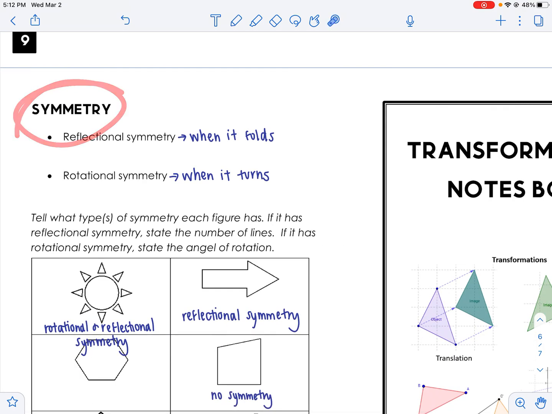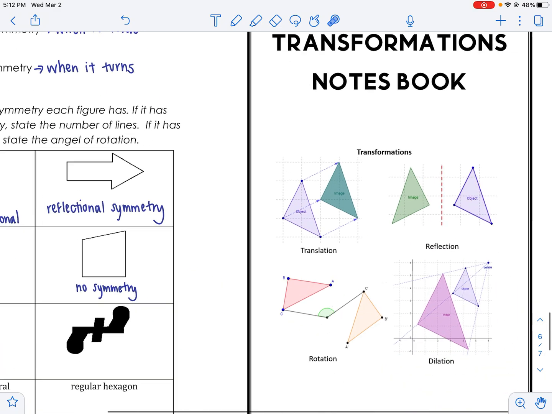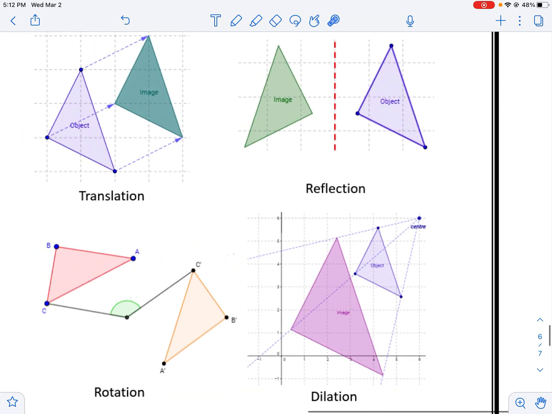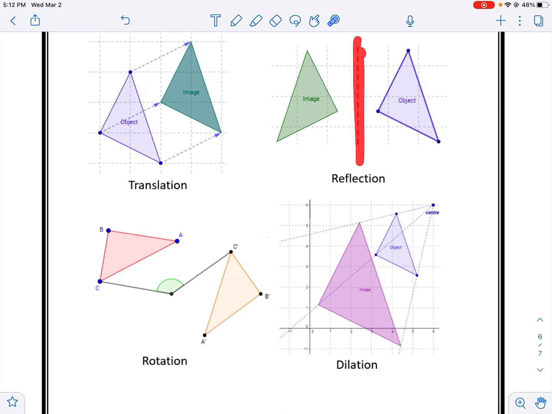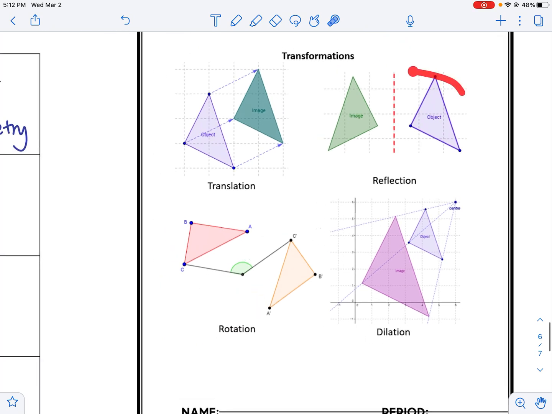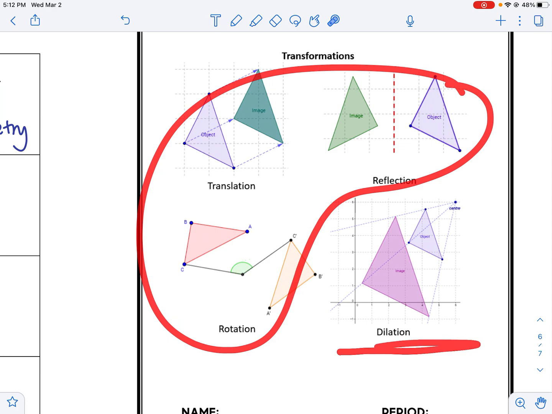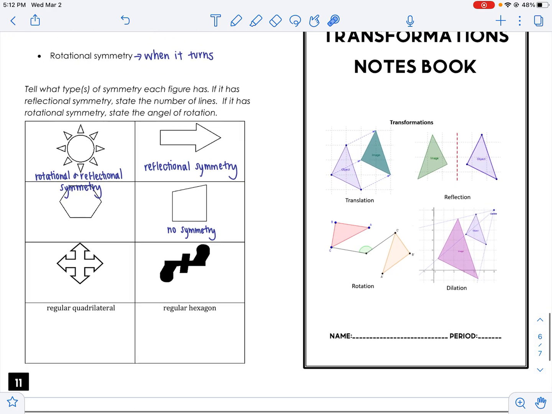I just want you to remember that there's two types of symmetry. And if we look at some of our transformations, I notice that reflection has reflectional symmetry. A rotation turns and has rotational symmetry. Keeping in mind that all of these were congruent in rigid motion with the exception of dilations.